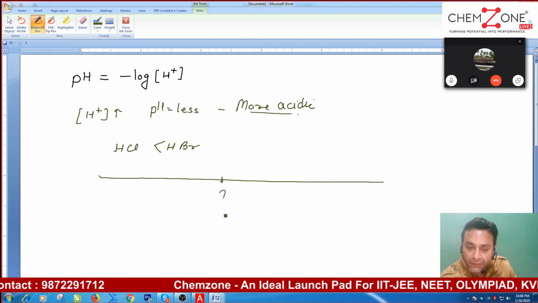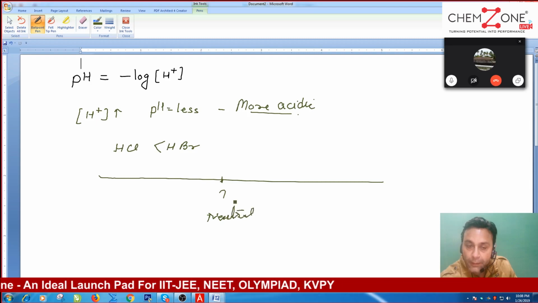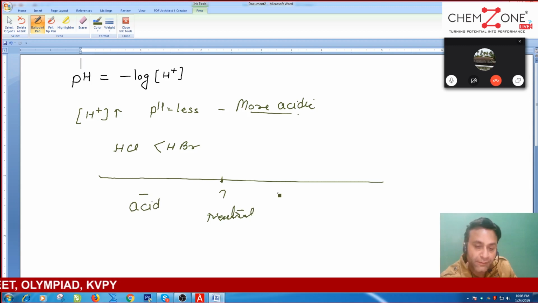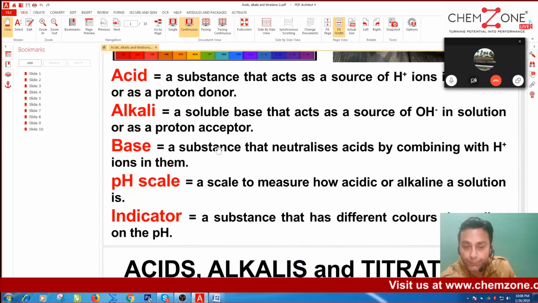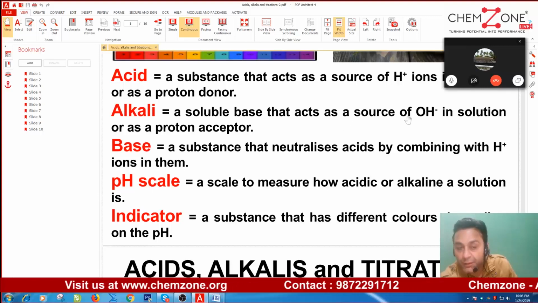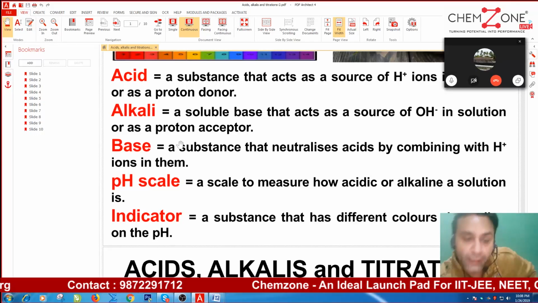If the pH is equal to 7, it is taken as neutral. If the pH is less than 7, then it is an acid. If the pH is more than 7, it is a base. Is there a difference between an alkali and a base? Yeah, I'll discuss it. A base is a substance that neutralizes the acid by combining with the H positive ion. And an alkali is a substance which donates OH ions in the solution or is a proton acceptor. Alkali, right?